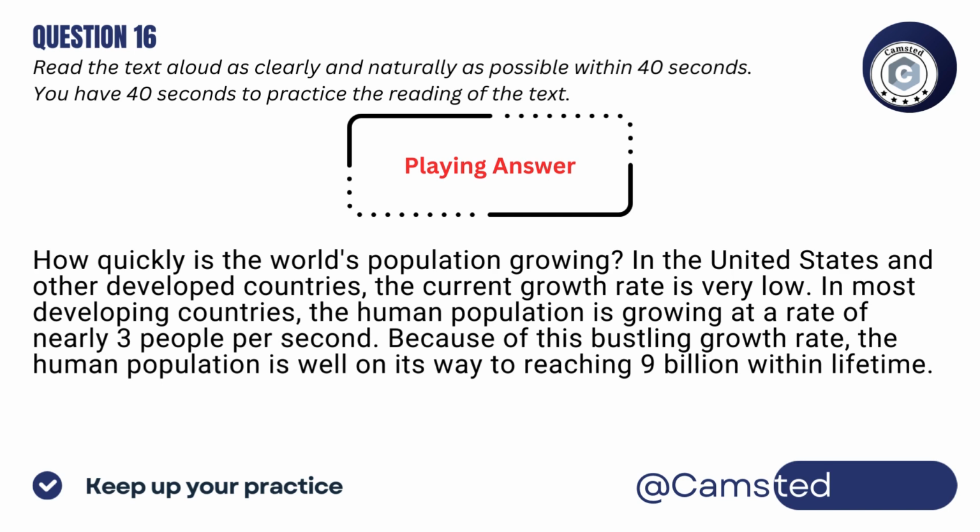How quickly is the world's population growing? In the United States and other developed countries, the current growth rate is very low. In most developing countries, the human population is growing at a rate of nearly 3 people per second. Because of this bustling growth rate, the human population is well on its way to reaching 9 billion within our lifetime.